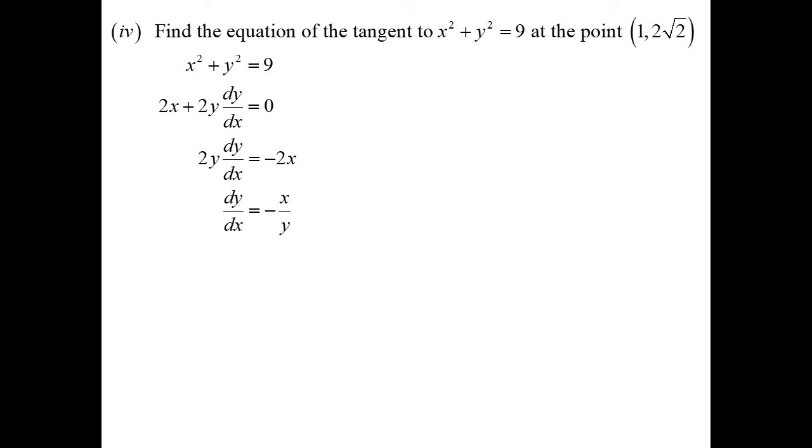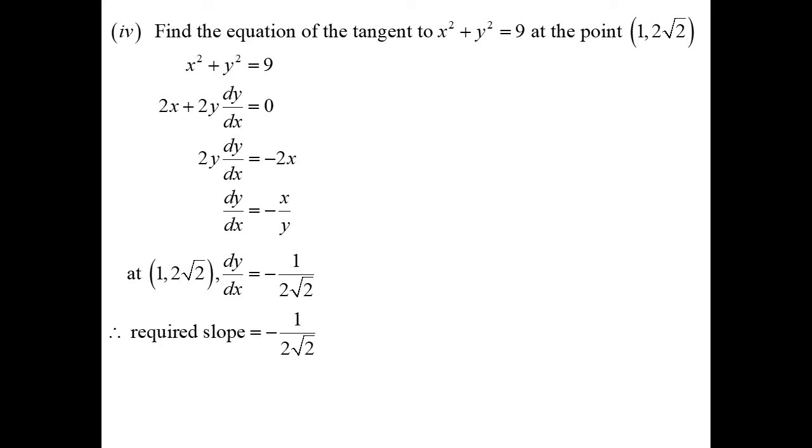In this case, in order to find the slope, I need both the x value and the y value. Now, if you think about a circle, again, that makes sense. Because if you just use an x value, you get 2 possible points. If you just use a y value, 2 possible points. Use the x and the y value, it narrows it down to the specific point that we want. So sub in the point, 1, 2 root 2. We get the slope at that point is minus 1 on 2 root 2.